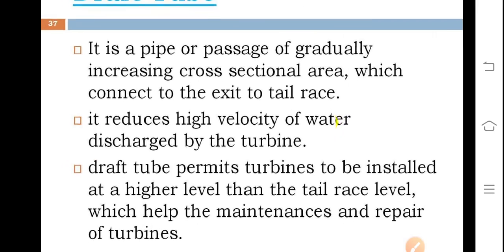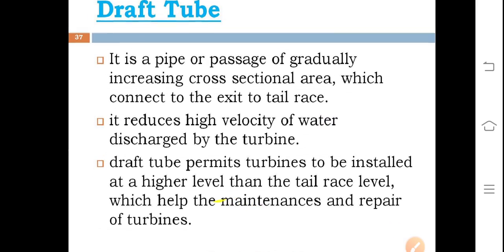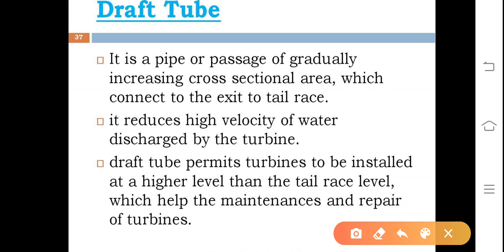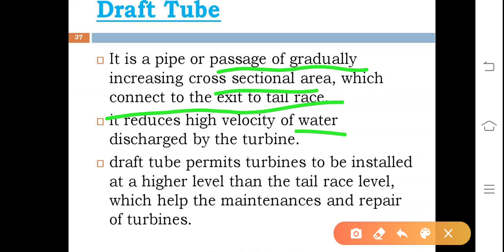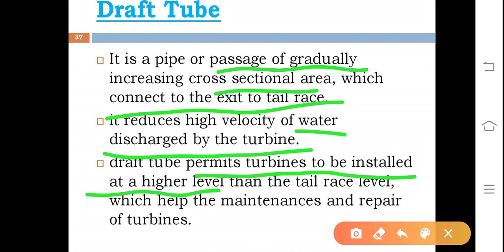Draft tube. This is a little bit new for you because we are studying it for the first time in hydropower plant. Draft tube is a pipe or passage, as I already told at the beginning of this article, of increasing cross-sectional area which connects to the exit or tail race. So the draft tube is connected to let off the water after the water is used for generation of electricity. It reduces the high velocity of water discharged by the turbine. Draft tube permits turbines to be installed at a higher level than the tail race level, which helps the maintenance and repair of turbines also.